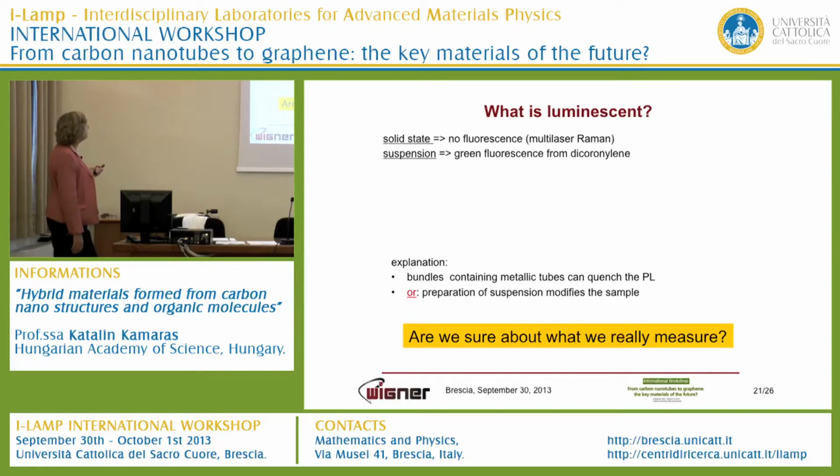But now what we want to see is where the luminescence is coming from. We had the information that in solid state we have no fluorescence, from the multilaser Raman measurements. But in the suspensions, you definitely have a green fluorescence, and the green fluorescence must come from the dichloronylane. Now, there can be two explanations for this difference. In the solid state, when you have bundles, you can contain metallic tubes and they quench the photoluminescence. That's always what's been said. Or the suspension is somehow different. And we have to see what we really measure.